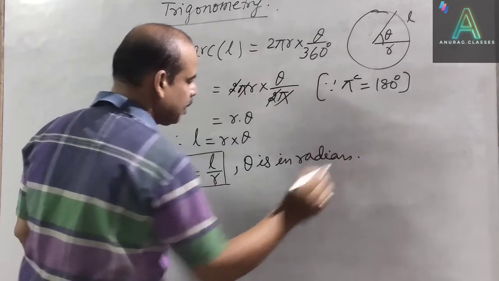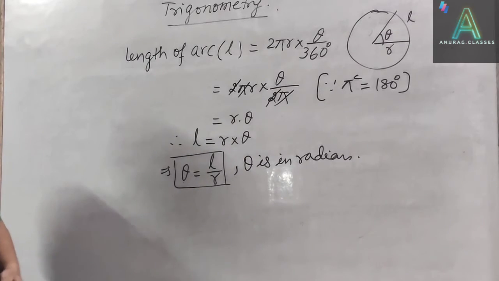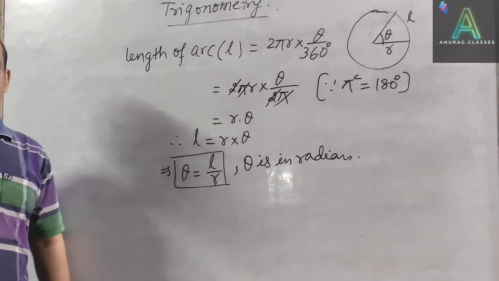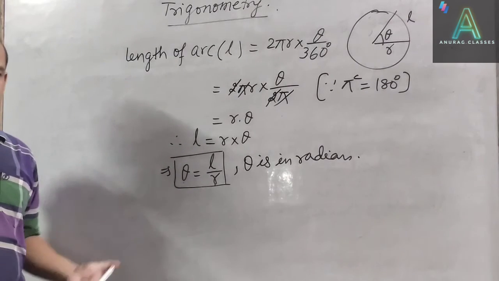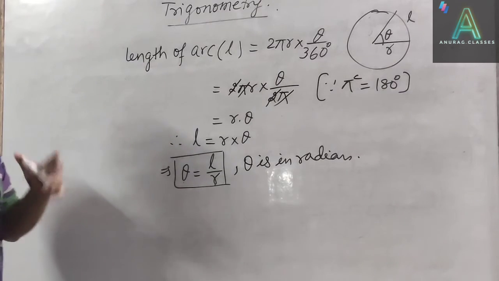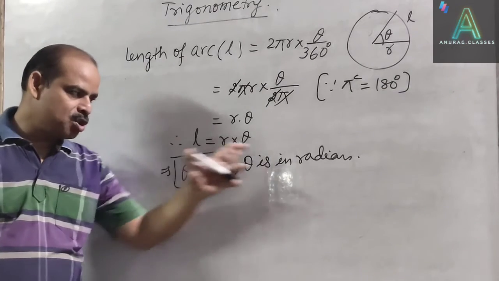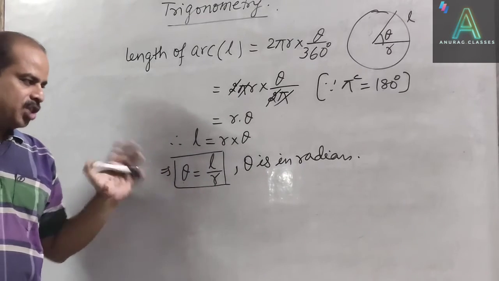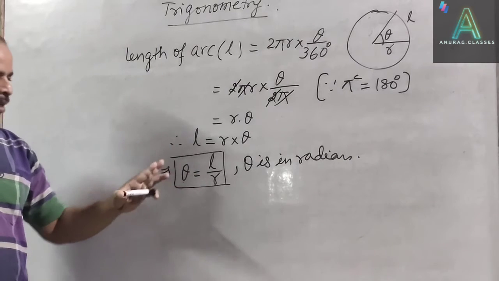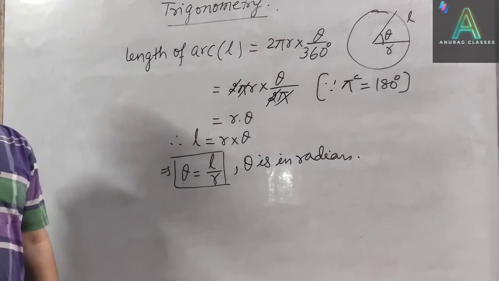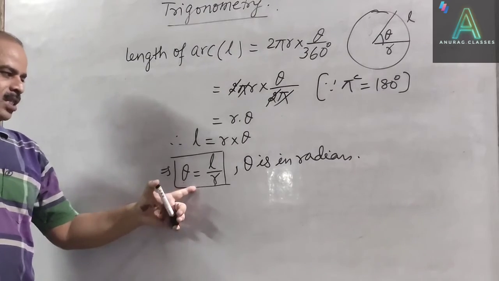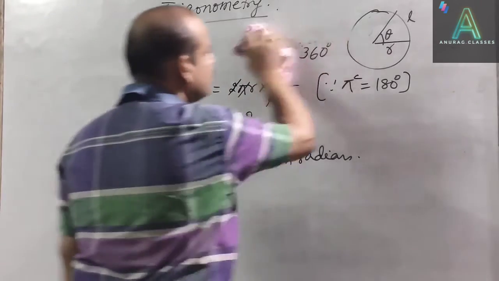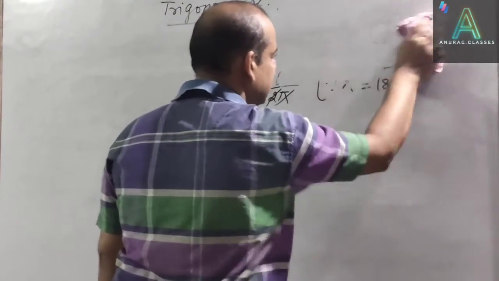So you can apply this formula in problem like finding the length of arc, or finding the diameter of moon, or finding the diameter of some other stars with respect to Earth. But the angle must be in radian. If the angle is in other system, then first of all you have to change the angle into radian. Only then you can use this formula. So let us see one example based upon this formula. I am taking one example.